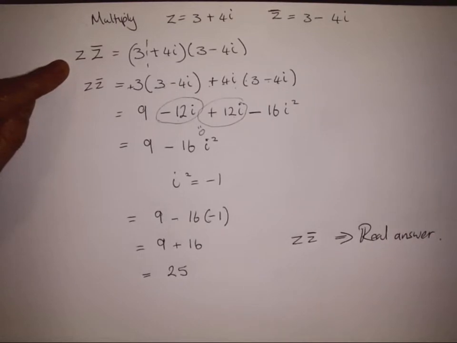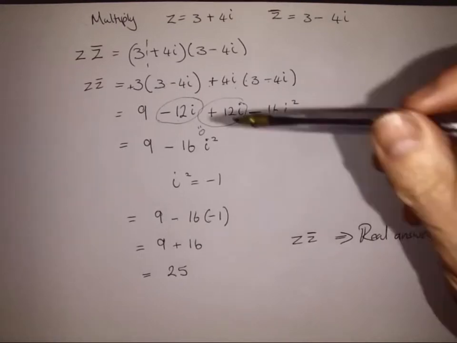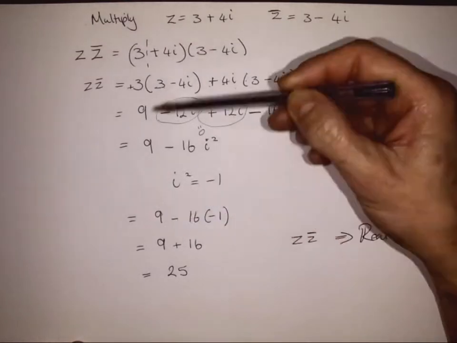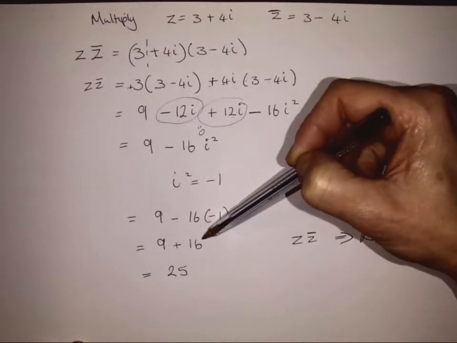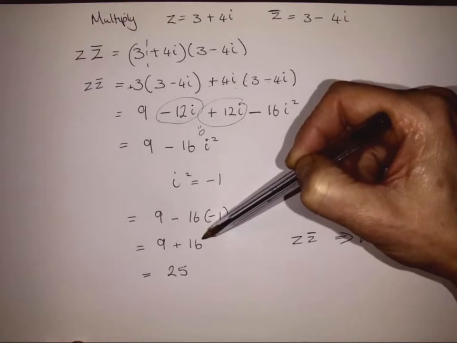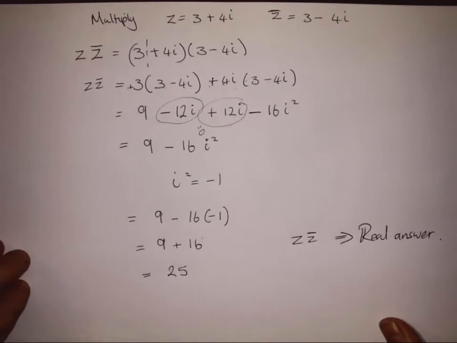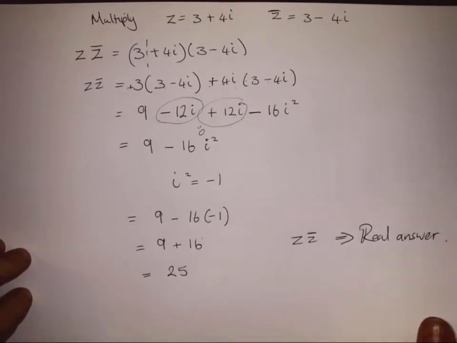The other thing to note is that we have 3 and 4 here. 9 is 3 squared and 16 is 4 squared. Okay? 3 squared plus 4 squared is 25. So let's have a go at another one and see if that happens again.